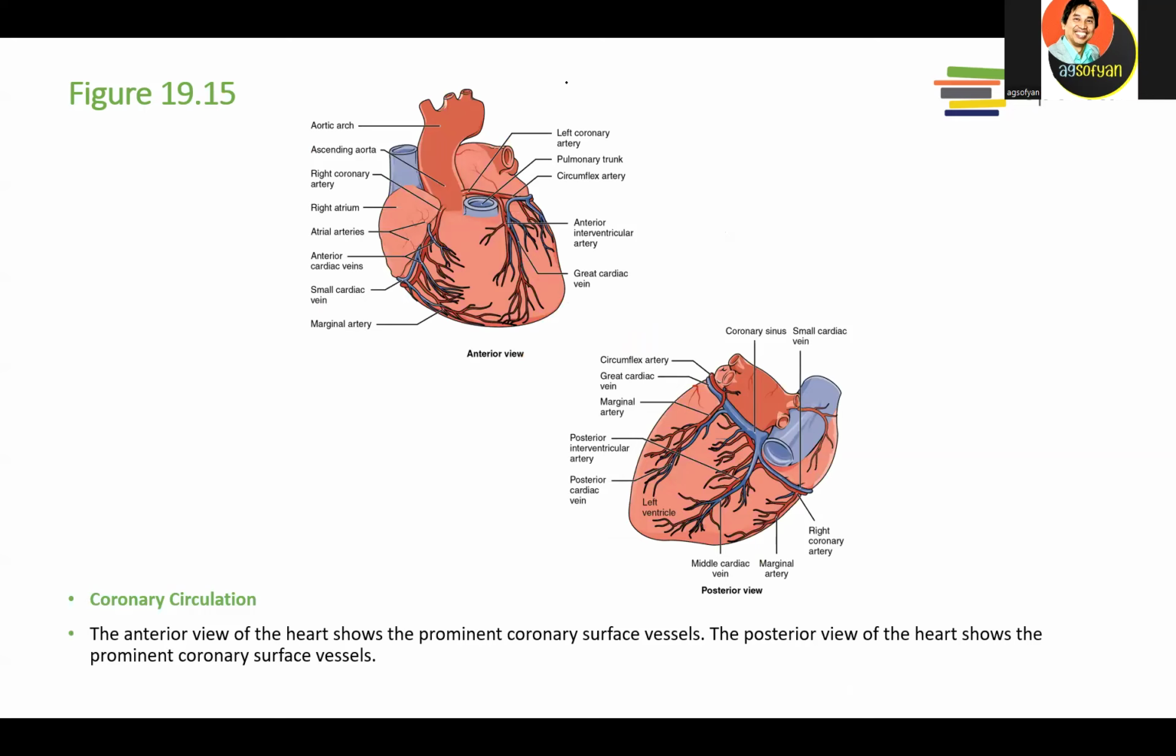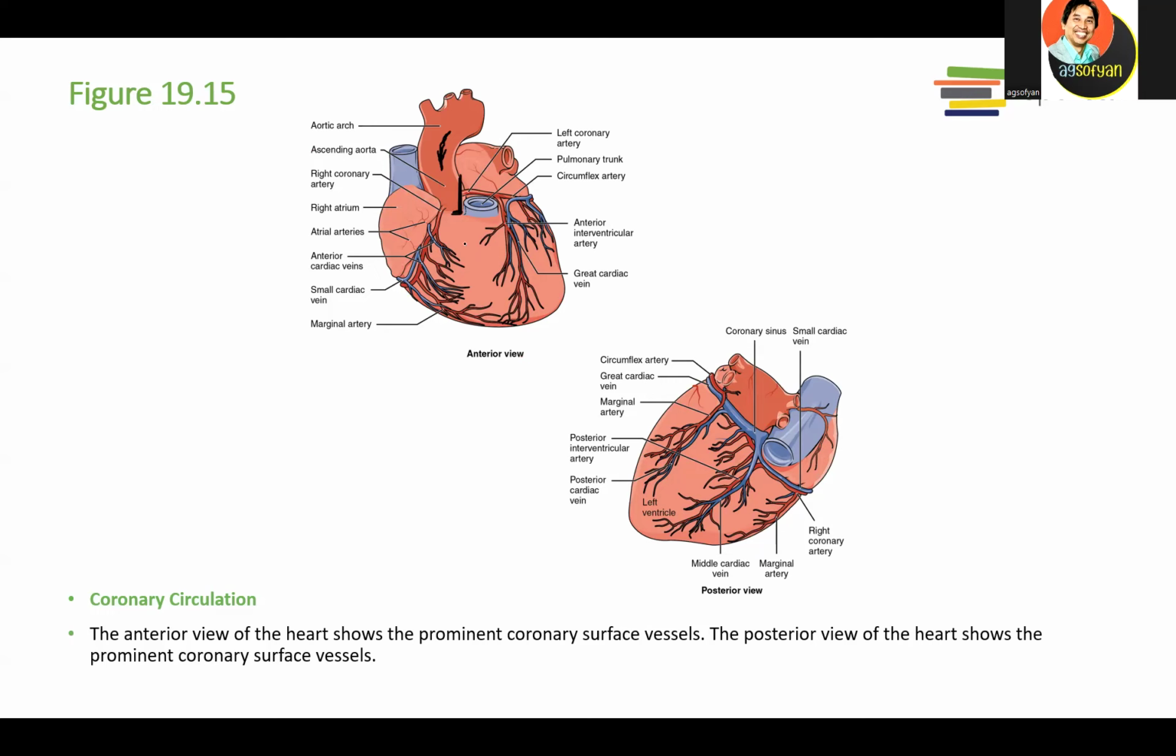Now, the one that pumps the blood to the whole body, from the left ventricle, will go to this aorta. So aorta is the biggest blood vessel, the biggest artery coming out from the left ventricle. And remember, there will be a valve over here. It's called the aortic valve.